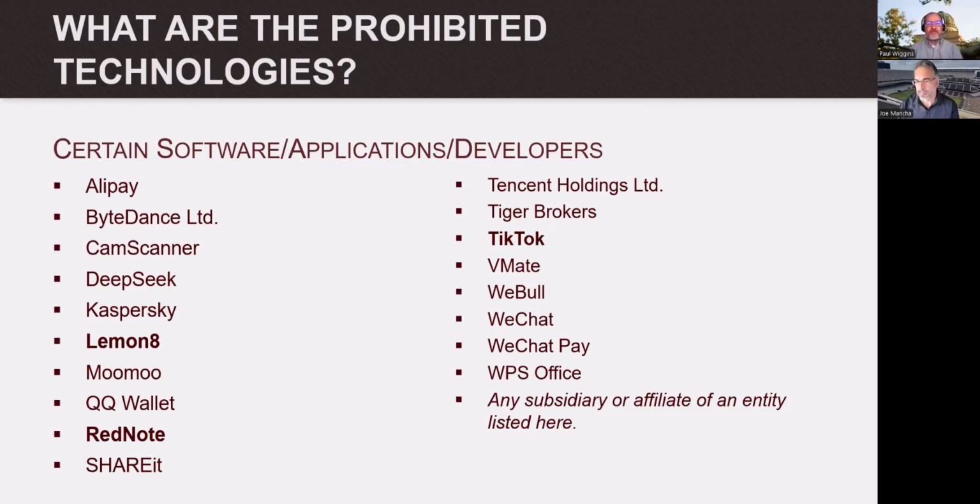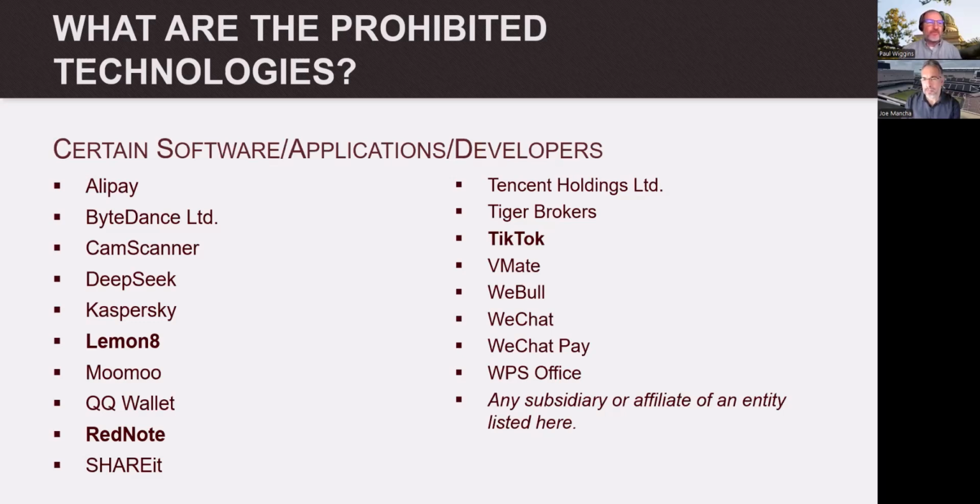So what are the prohibited technologies? I mentioned certain software, certain hardware and such. Well, this is the software slide, and it is taken directly from the Texas Department of Information Resources website, which they update periodically. So far, they've had their initial publication, and they've updated it once so far. They haven't updated it very often, but they do update it periodically.